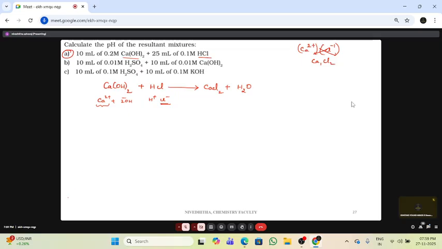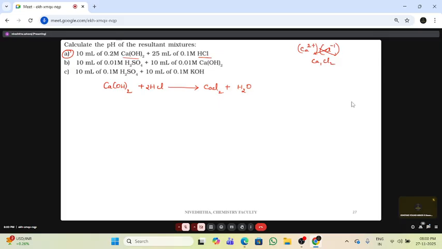Could you please balance this equation? If you treat calcium hydroxide with HCl, we'll end up with calcium chloride and water. So this is the equation, and we have to balance it. On the right side we have 2 chlorides, and on the left side we have only 1 chloride. So this is 2 times HCl. Okay.